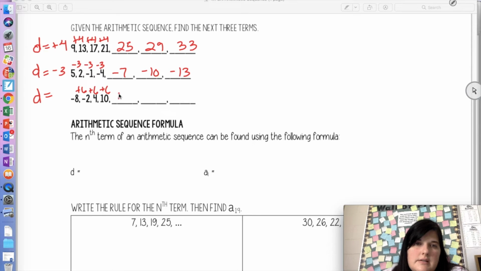So 10 plus 6 is 16. 16 plus 6 is 22. And 22 plus 6 is 28. So our common difference would be a positive 6.